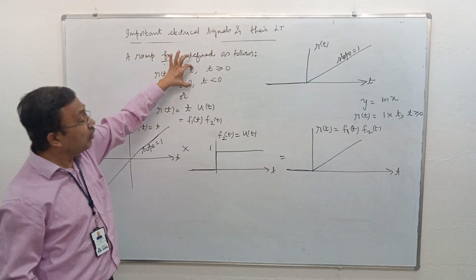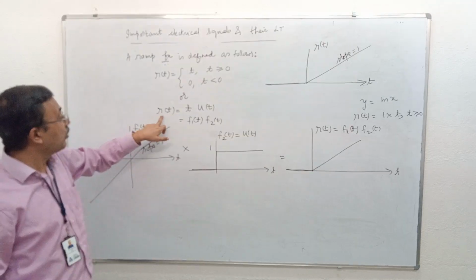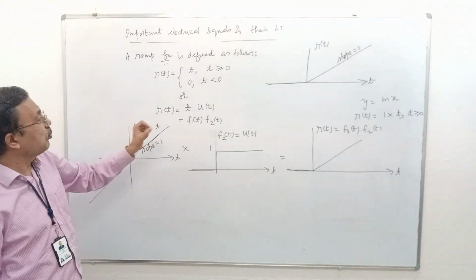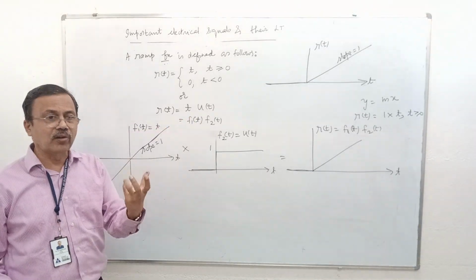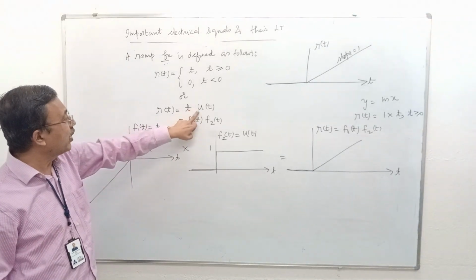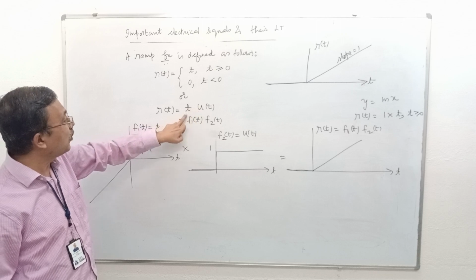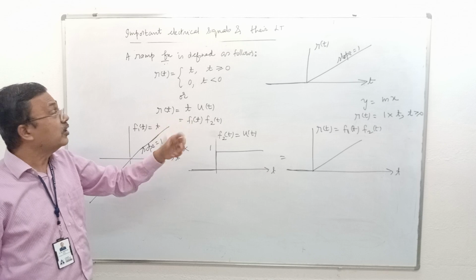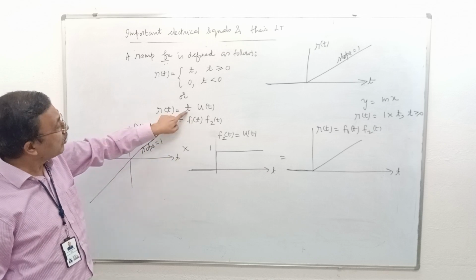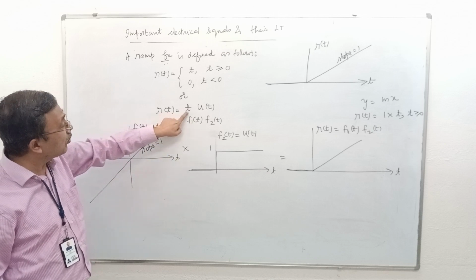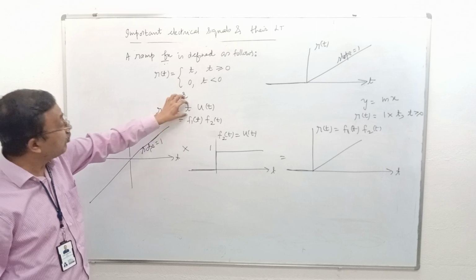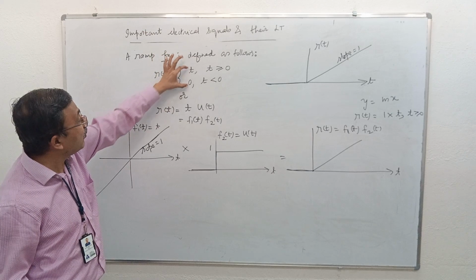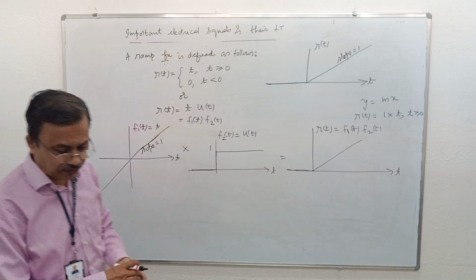So instead of having these two expressions, a single expression r of t equal to t into u of t will do the job. Because, I repeat, u of t is either 1 or 0. It is 1 for positive time. Therefore, for positive time t gets multiplied by 1. For negative time t gets multiplied by 0. At t equal to 0, since t itself is 0, 0 into any quantity is 0. Therefore, these two expressions can be replaced by this single expression.